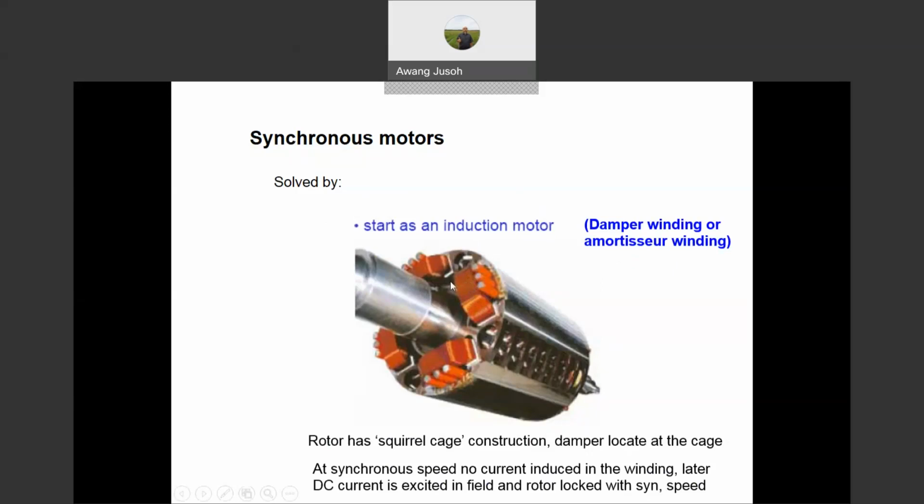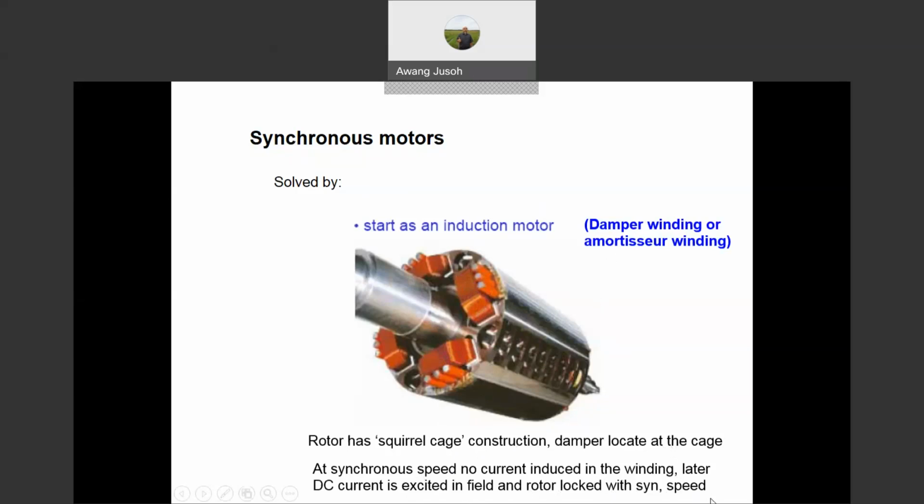You can see that the rotor has a squirrel cage construction. Fine, we understand that. The damper is located at the cage; this is the damper, or damper winding, here. At synchronous speed, no current is induced in the winding, and you understand that, right? So when the motor operates at synchronous speed, that is, N_r equal to N_s, there is no current in the winding. Later, the DC current is excited in the field and the rotor locks with the synchronous speed.